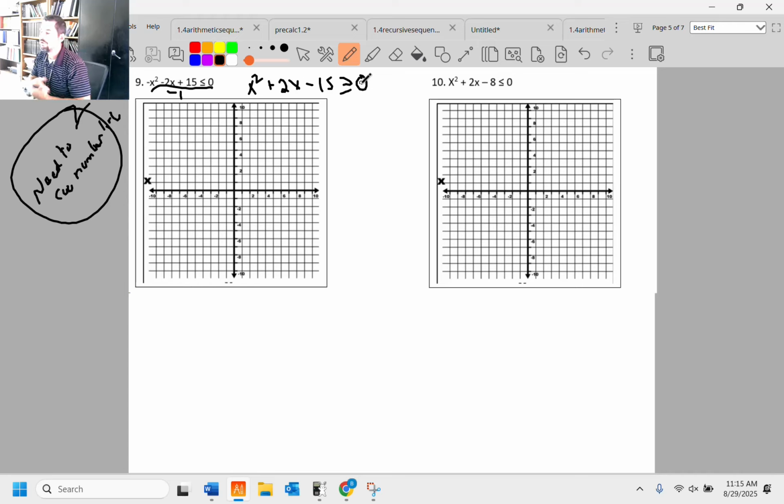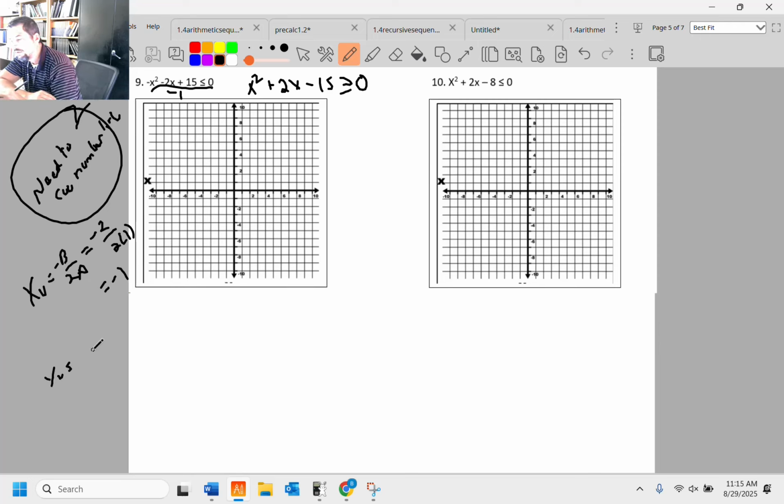Now we're supposed to graph and solve algebraically, so we're going to find our vertex. The x-coordinate of the vertex is again opposite b over twice a. Write that down a couple dozen times till it sticks. b is 2, opposite that is negative 2. a is 1, so 2 times 1 is 2, and it's at negative 1. So this one's better. Like, I can do this by hand, right? The y-coordinate of the vertex will therefore be at negative 1 squared plus twice negative 1 minus 15.